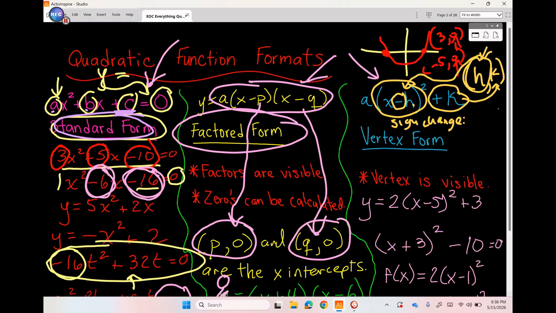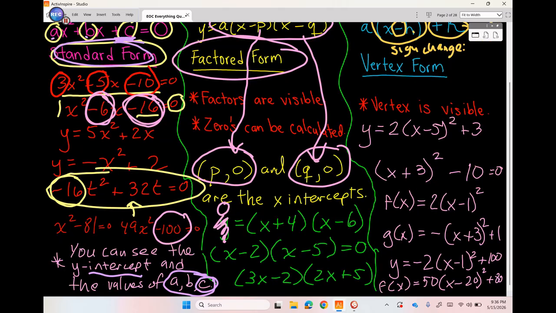All right, here are some examples down here, before we move on to the next page, of things that are in vertex form. And of course, what is visible in vertex form? The vertex, which gives you a lot of information. You're going to see that later on. The vertex tells you the x and y coordinate of the vertex, which gives you your axis of symmetry down that U, and it gives you your minimum or maximum. So let's get into that a little bit later.